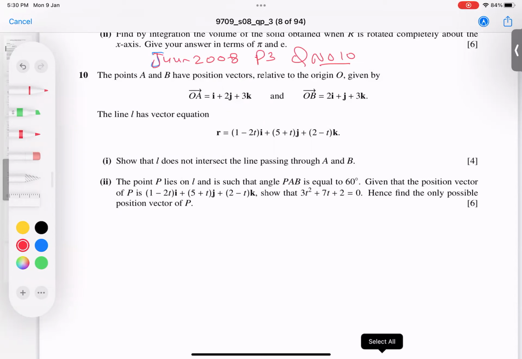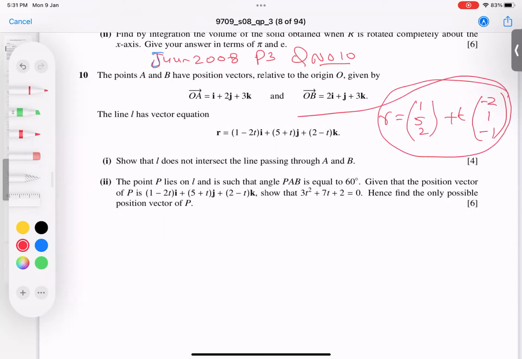We are given that the position vectors of A and B are mentioned here. He said that another line is given by this line. Normally he gives a line in this form, r equals this plus t times this one. So he converted it, multiplying it out. Just for the sake of understanding, 1, 5, 2 and -2, 1 and -1. So this is the line equation of L given by him.